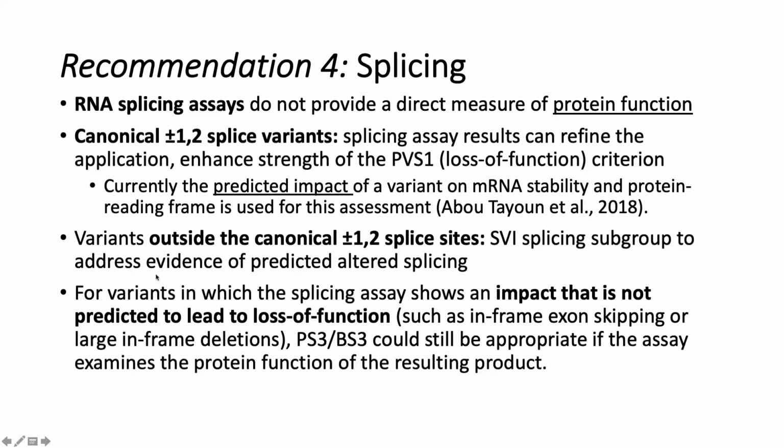For variants in which the splicing assay shows an impact that's not predicted to lead to loss of function, that might be in-frame exon skipping or a large in-frame deletion, they may still be able to apply a PS3 or BS3 criteria if the assay looks at the protein function of the resulting product. And so that second assay would be more appropriate for the PS3 or BS3.